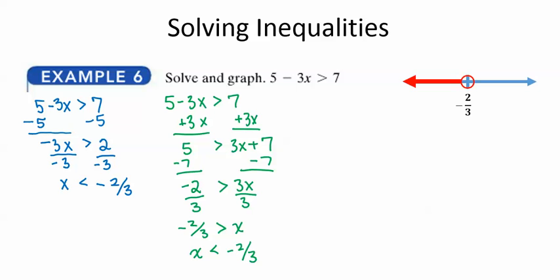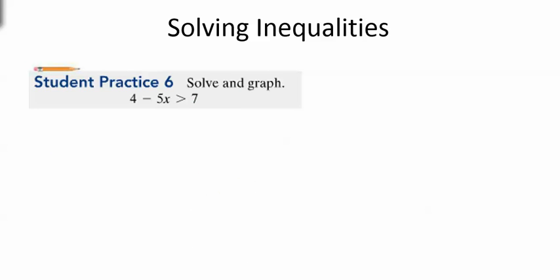All right, so let's let you try one of these on your own. You have 4 minus 5x is greater than 7. If you get stuck, you can go back and look at the previous example. Whether you use the blue method or the green method is not important. Pause the video. When you restart, I will use the blue method to solve this.